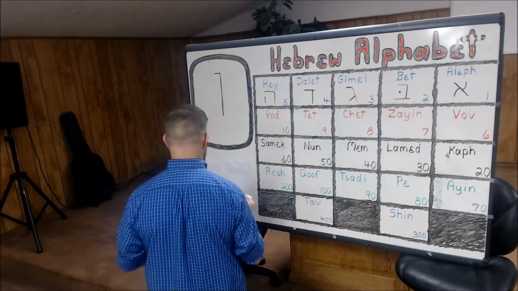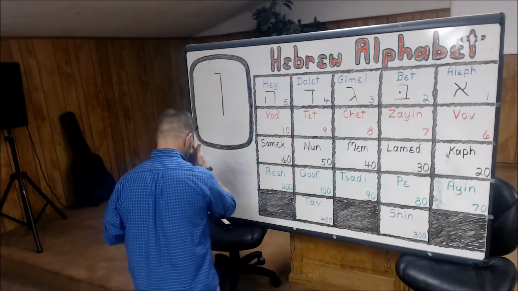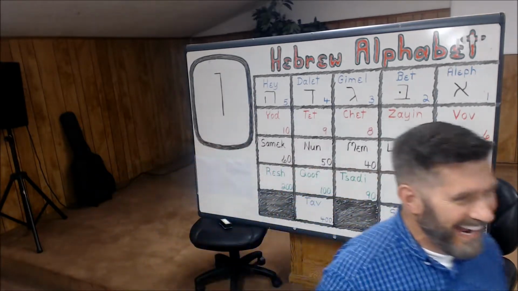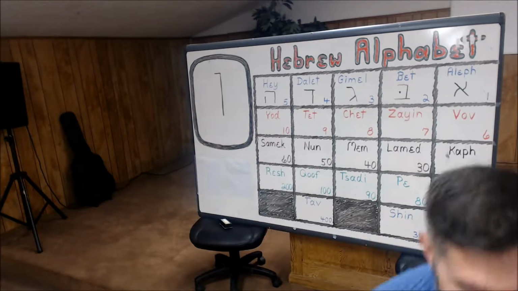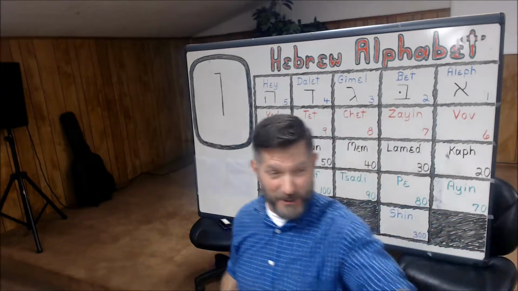Okay, that's the Vav. What's the numerical value? Six. Who said seven? That's going to be next. You're a step ahead of us.